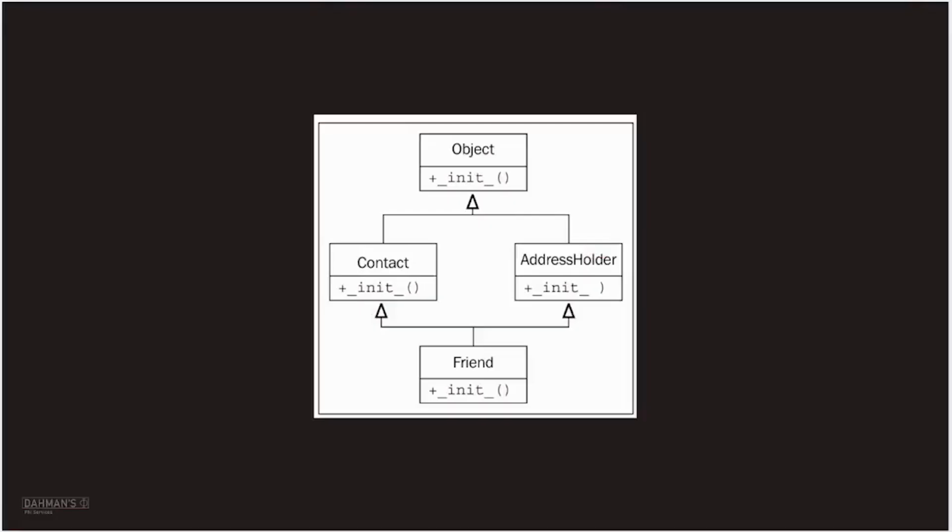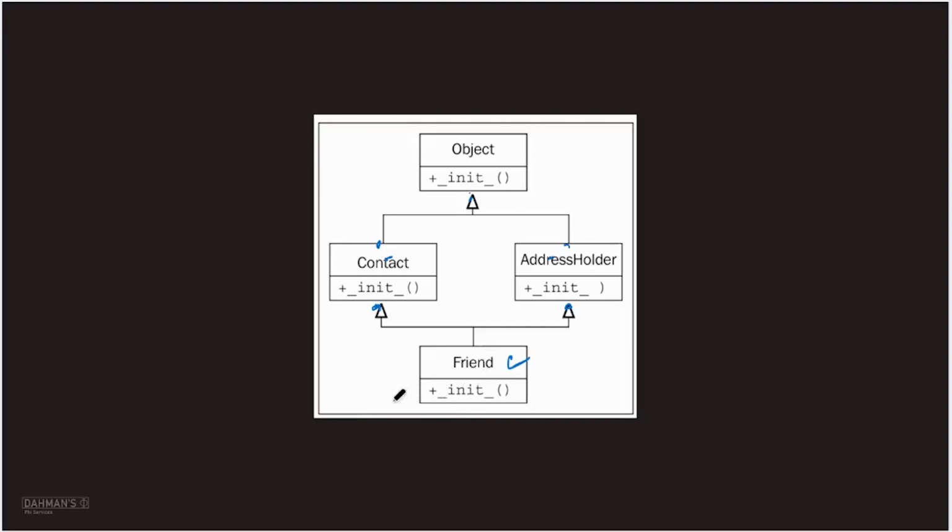So let me show you in principle what this diamond problem means, as you can see in this picture. Imagine I have this friend class, and it inherits from contact and from this address holder that I just created. But don't forget that the contact and the address holder, both of them by default, inherit from object. Remember that. So you can see this represents a kind of diamond, and that's why we call it the diamond problem.